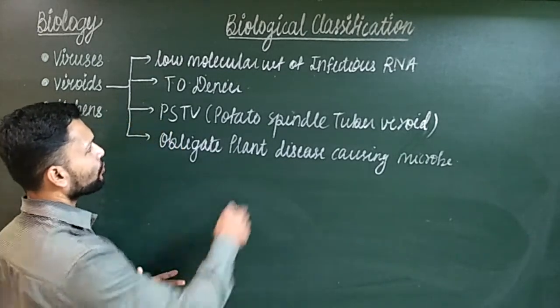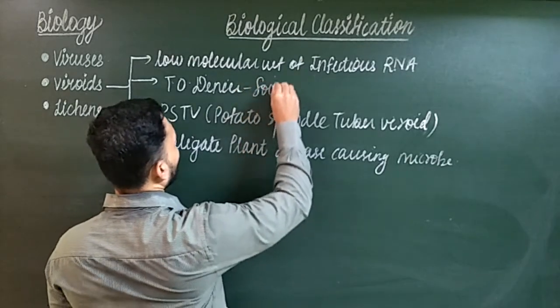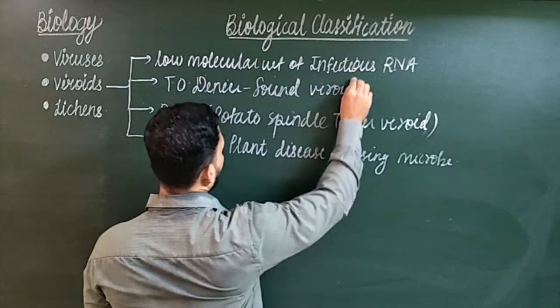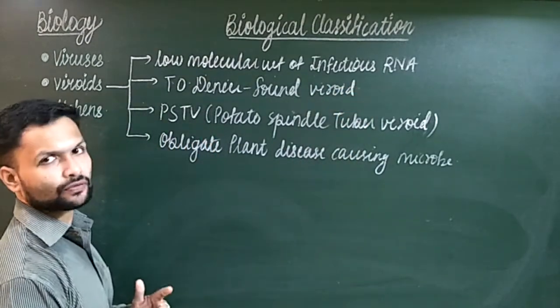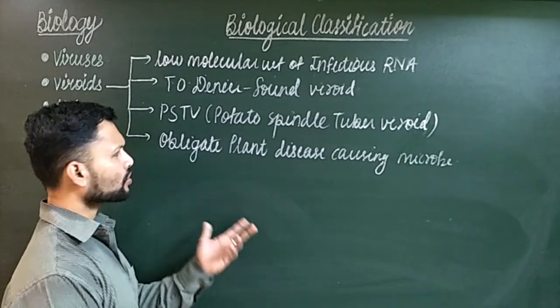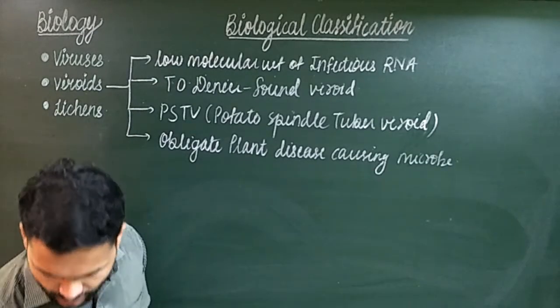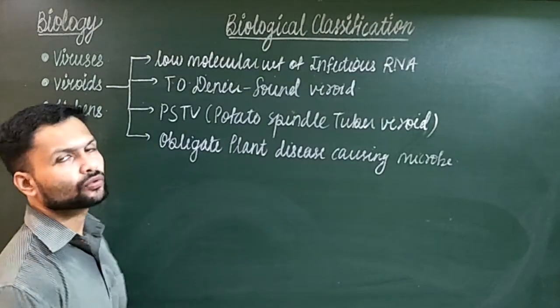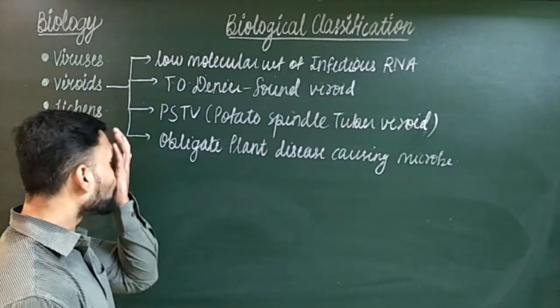Theodor Diener found viroids around 1971, and PSTV, potato spindle tuber viroid, was the first viroid. They also cause many plant diseases. Exclusively, they were first found in plants only. So this is the only thing you need to know about viroids.